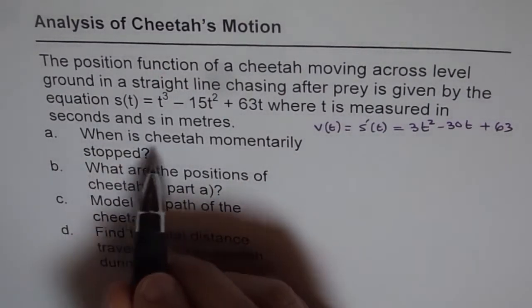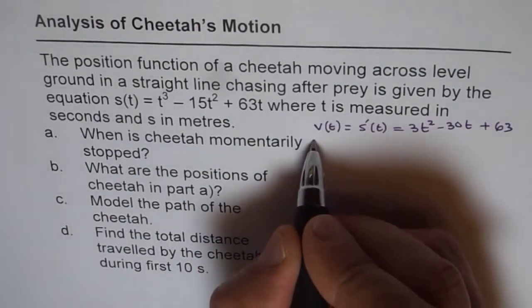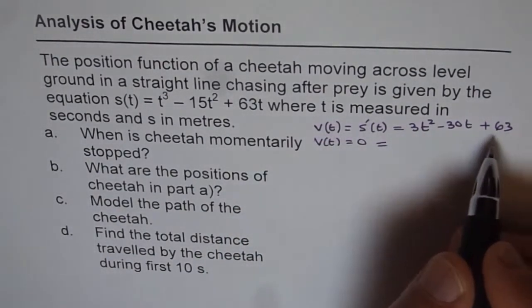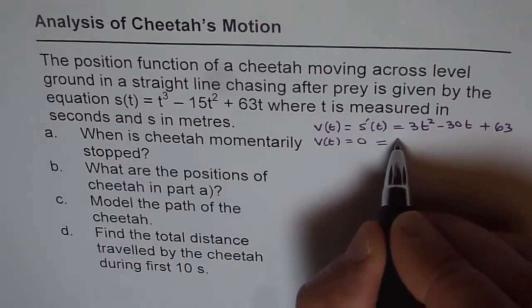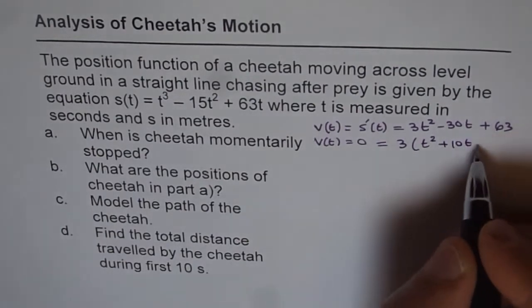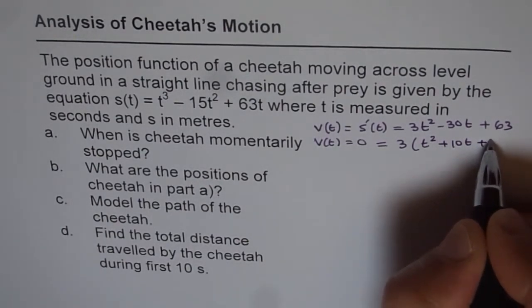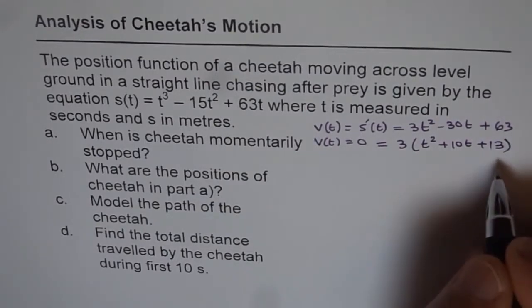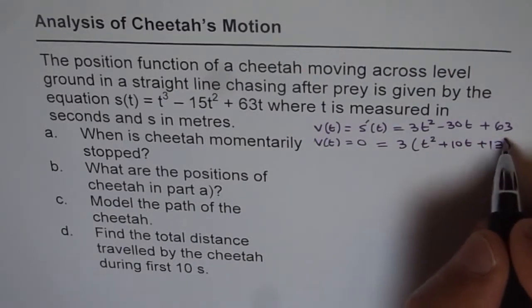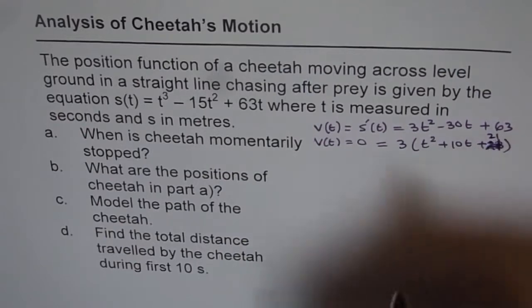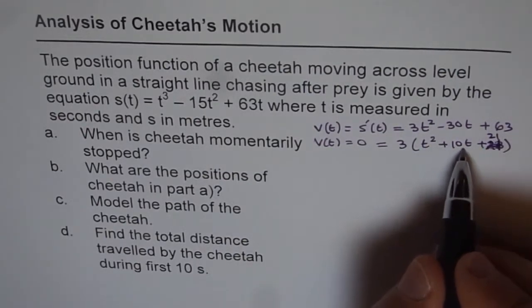Now when we say when is the cheetah momentarily stopped, that means v of t should be equal to 0, right? So we should now factor this and then find out when it is 0. So we can factor out 3 first. And what do we get? If you divide 63 by 3, you get 21, not 30, 21, right? So you get t squared plus 10t plus 21.